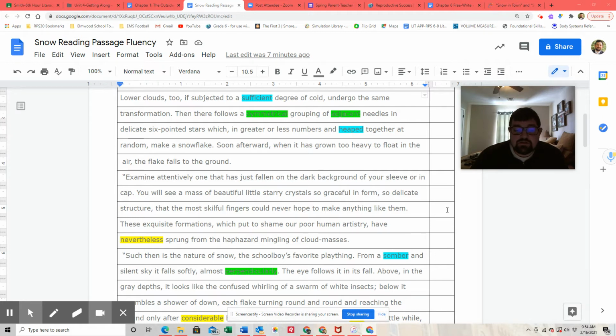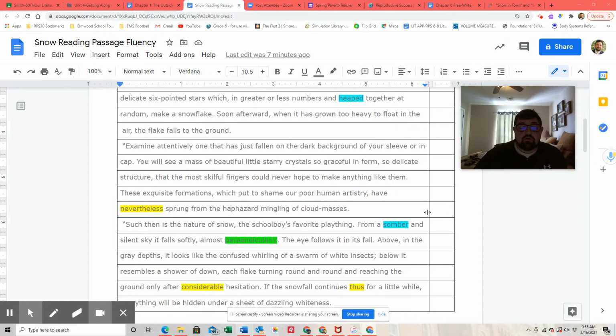These exquisite formations, which put to shame our poor human artistry, have nevertheless sprung from the haphazard mingling of cloud masses. Such then is the nature of snow, the schoolboy's favorite plaything. From a somber and silent sky it falls softly, almost perpendicularly. The eye follows it in its fall. Above, in the gray depths, it looks like the confused whirling of a swarm of white insects. Below, it resembles a shower of down, each flake turning round and round and reaching the ground only after considerable hesitation.